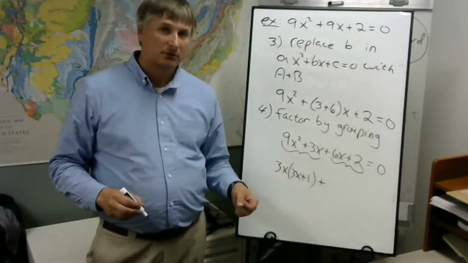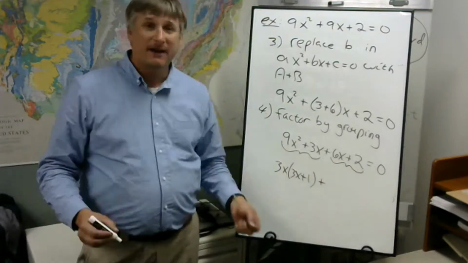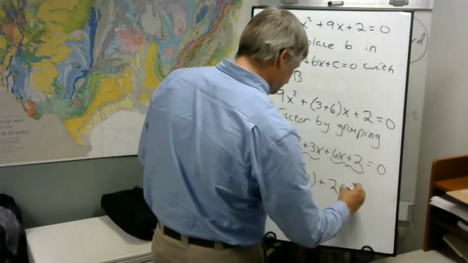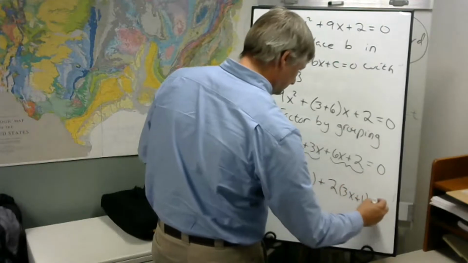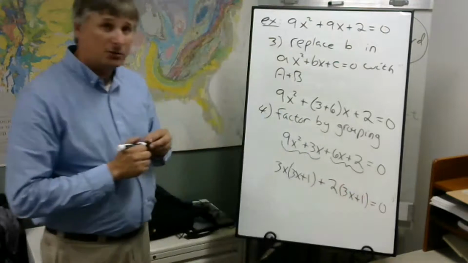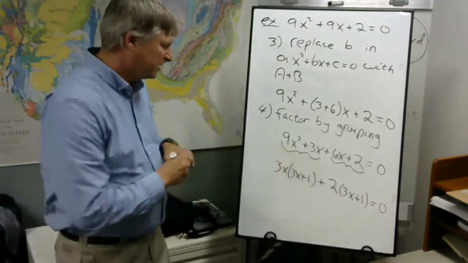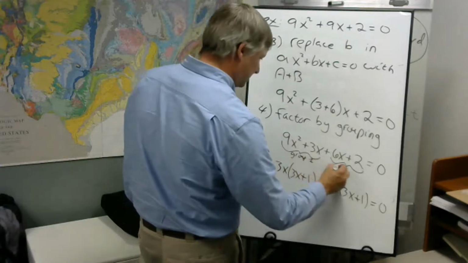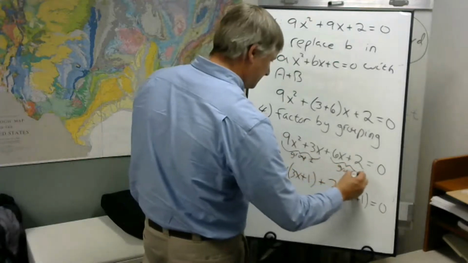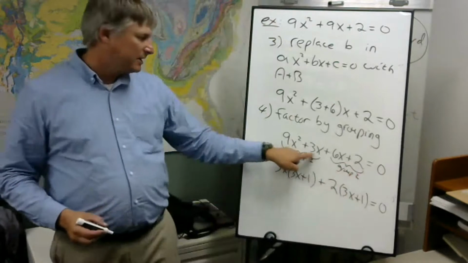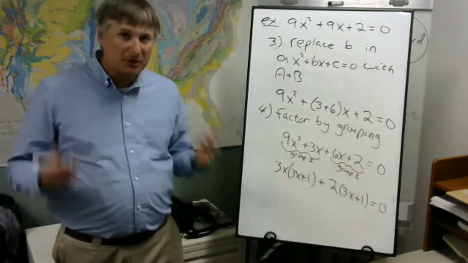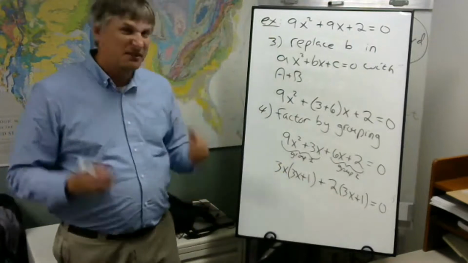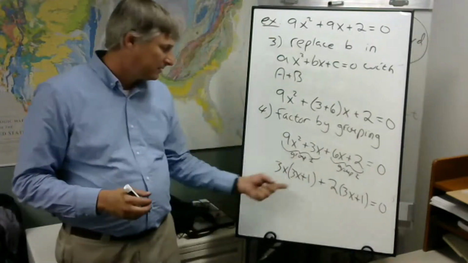Now, what can we factor over here? We can factor 2. So what we've done by creating a group, we can call this group 1. Call this group 2. By factoring each group as much as we can, we're going to get something like this. And this is where it really comes together.